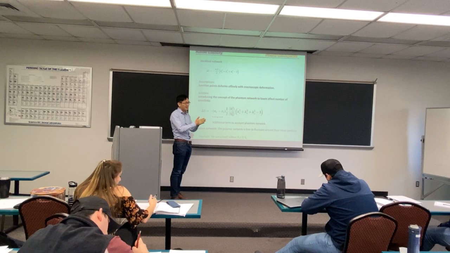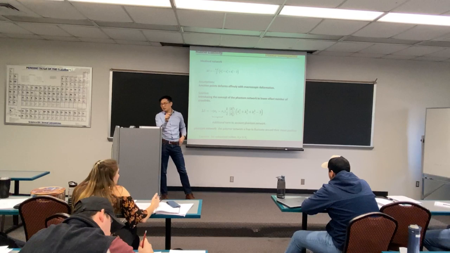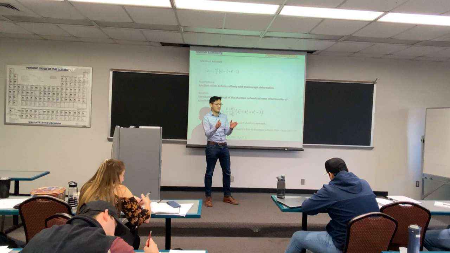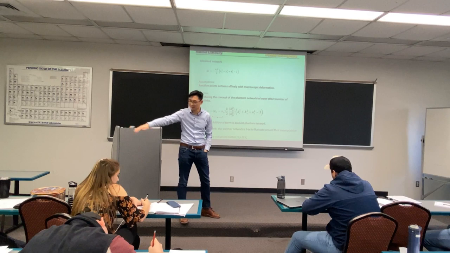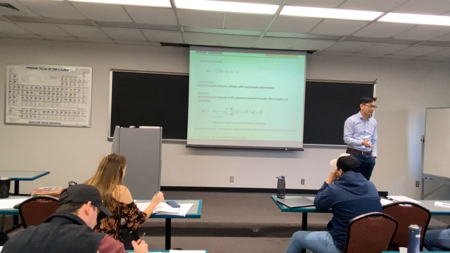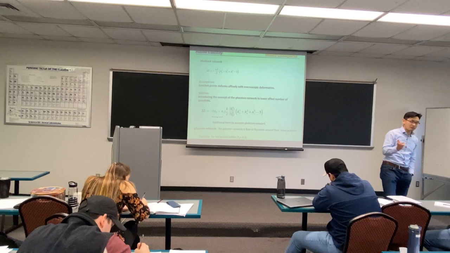And this phantom means the network's cross-link point can move around the polymer chain. So it says the network is actually free to fluctuate around their mean position. So what that means is, imagine you guys are the polymer backbone and I'm the cross-link point. That means I have a little bit of ability to move back and forth between cross-link points to describe my polymer chain. That's actually true if you think about reptation of the polymer chain in the melt. Think about that as a scenario.